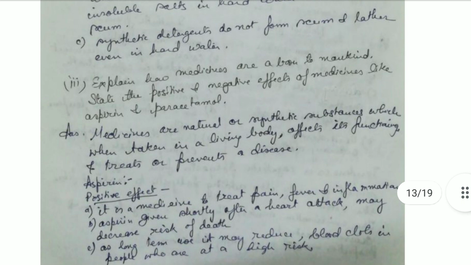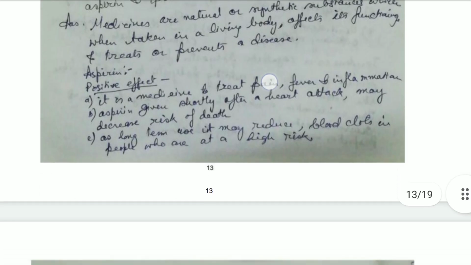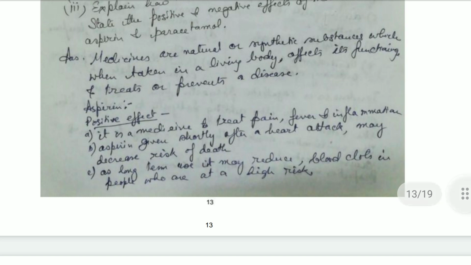Now, explain how medicines are a boon to mankind. State the positive and negative effects of medicines like aspirin and paracetamol. See, medicines are natural or synthetic substances which, when taken into a living body, affect its function and treat or prevent a disease. This is the definition of medicine.